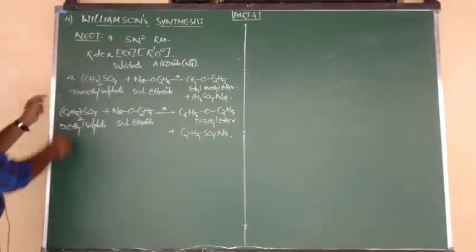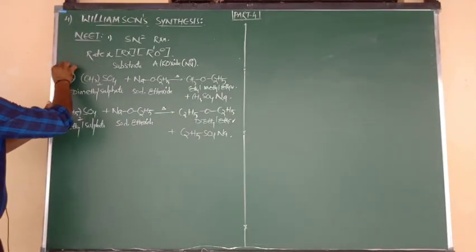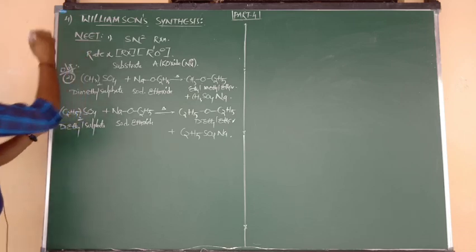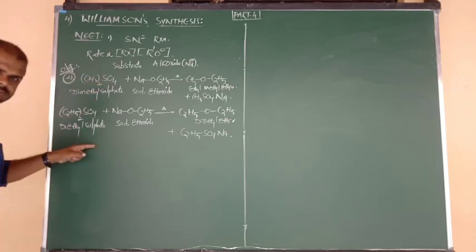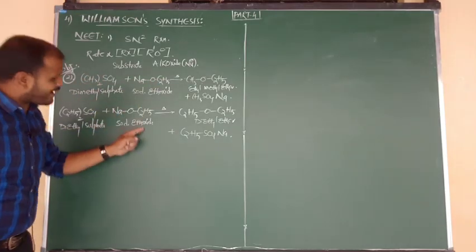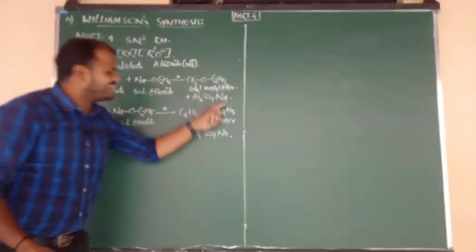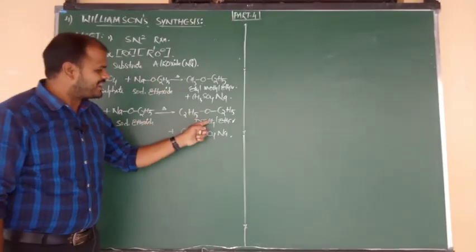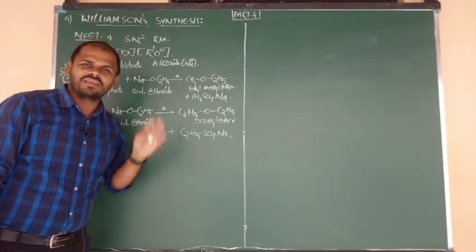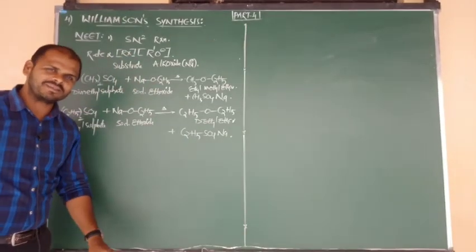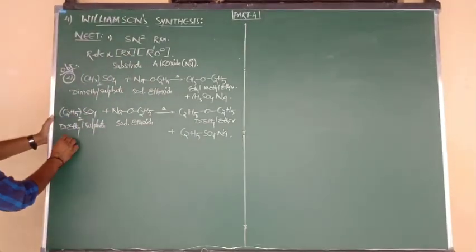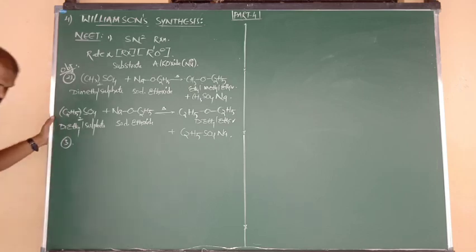So once again, the objective point of view definition of Williamson ether synthesis: dimethyl or diethyl sulfates on heating with sodium alkoxide give ethers. Again, they may be symmetric or unsymmetric. Both we can prepare by using this Williamson method also. Good. Next, another objective point of information I am going to discuss with you.